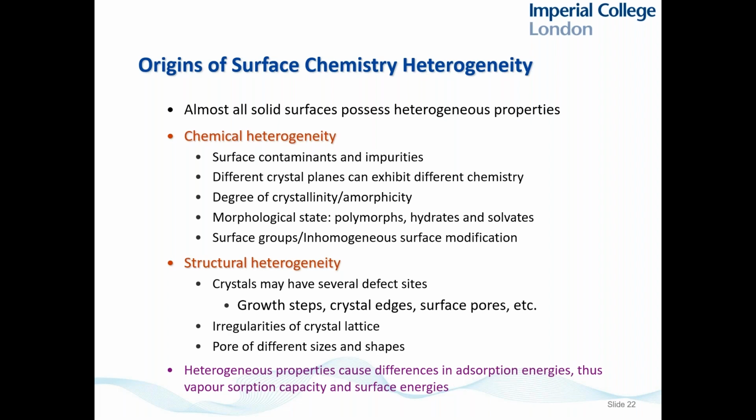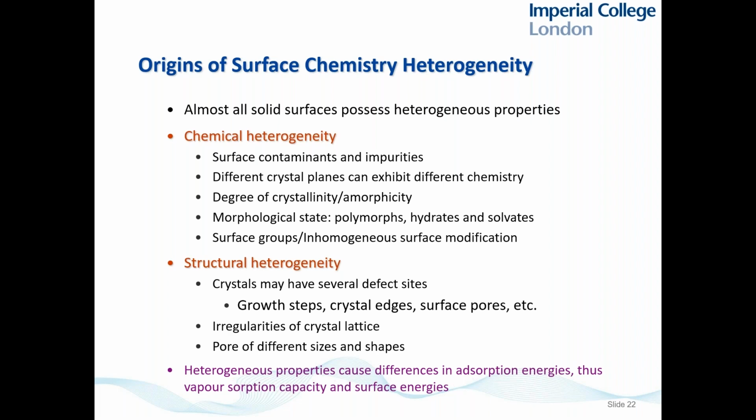For more fundamental reasons, different crystal planes can exhibit different chemistries. There are different crystallinities or morphicities. There are a range of morphological states: polymorphs, hydrates, solvates. We sometimes get different surface groups or different surface modifications. So these can all affect the uniformity of the surface properties and indeed will make them heterogeneous.